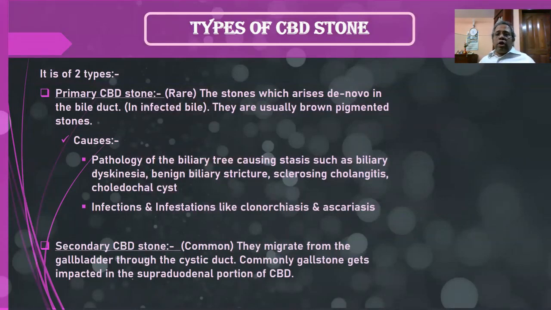So stone in the common bile duct, again, there are 2 types: primary CBD stone and secondary CBD stone. It is not required for all students. It is required for those students who need higher marks, sometimes asked in the exam. But in the case of postgraduate students, it must be known by everybody. So the 2 types are primary common bile duct stones and secondary common bile duct stones.